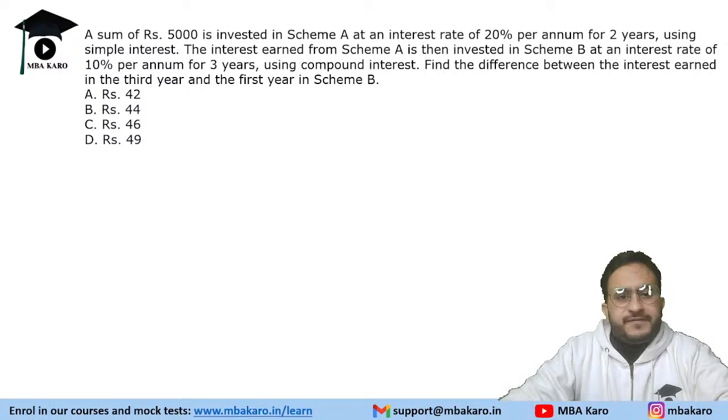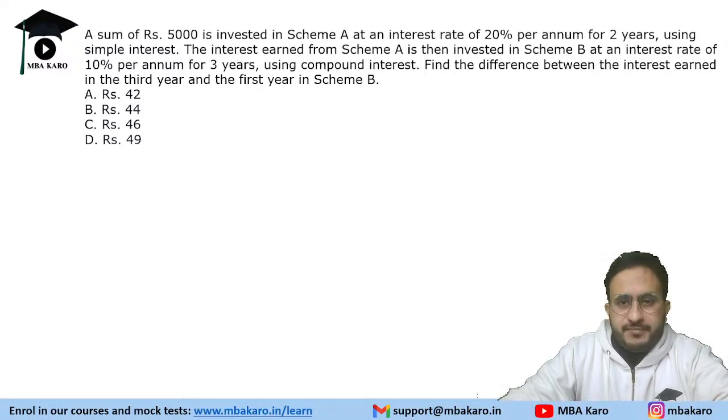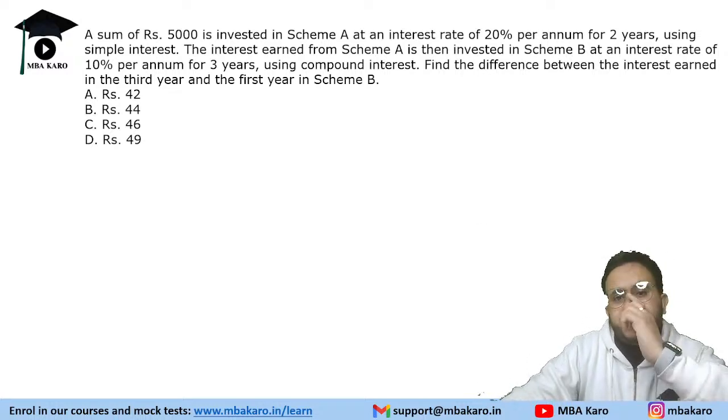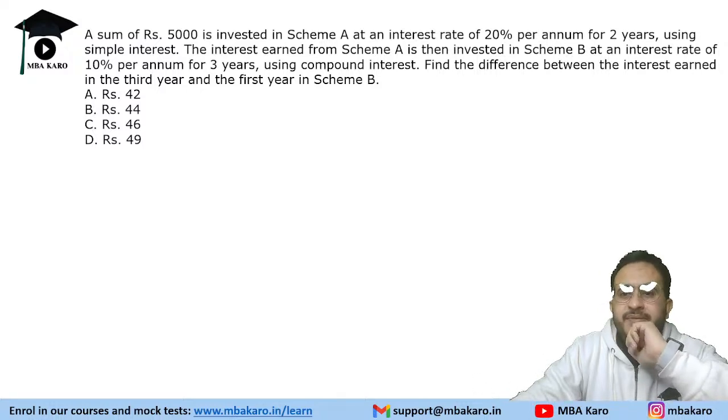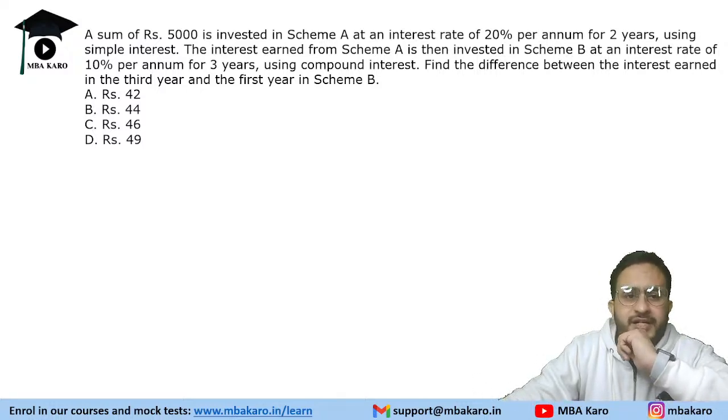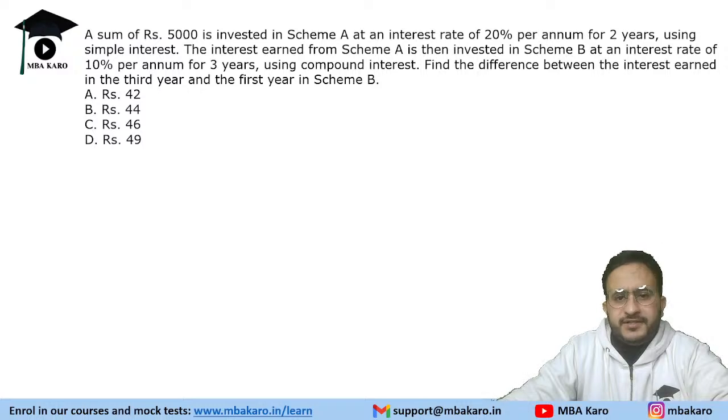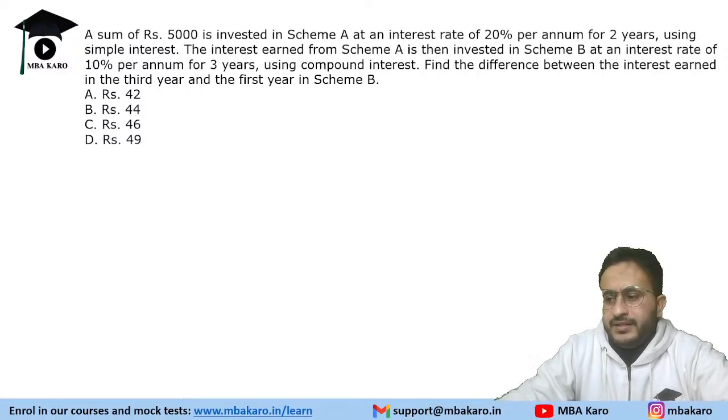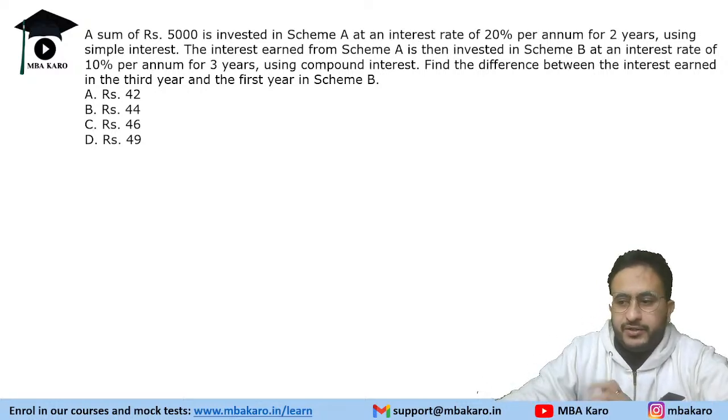A sum of rupees 5,000 is invested in scheme A at an interest of 20% per annum for 2 years using simple interest. The interest earned from scheme A is then invested in scheme B at an interest rate of 10% per annum for 3 years using compound interest. Find the difference between the interest earned in the third year and the first year in scheme B. Easy question on simple and compound interest, provided you understand the application of percentages and not just rely on the formulae.